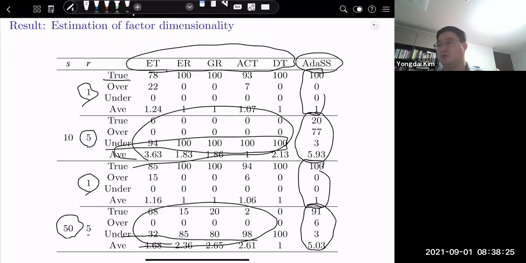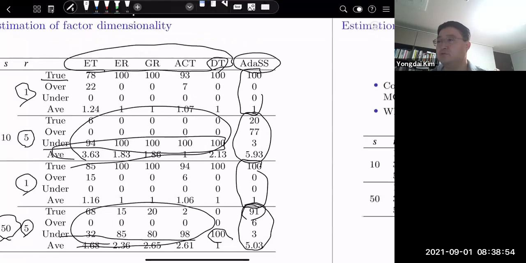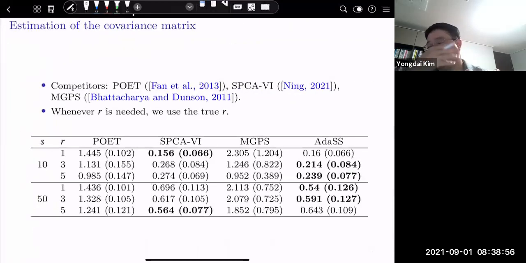Even for R equal 5 and S is 50, our method identified the true factor dimensionality 91 times out of 100 simulations, where the other estimator totally failed to identify the true factor dimensionality. And mostly the frequentist estimators tend to underestimate the factor dimensionality. So it is good. And also we compare the estimation of the covariance matrix.